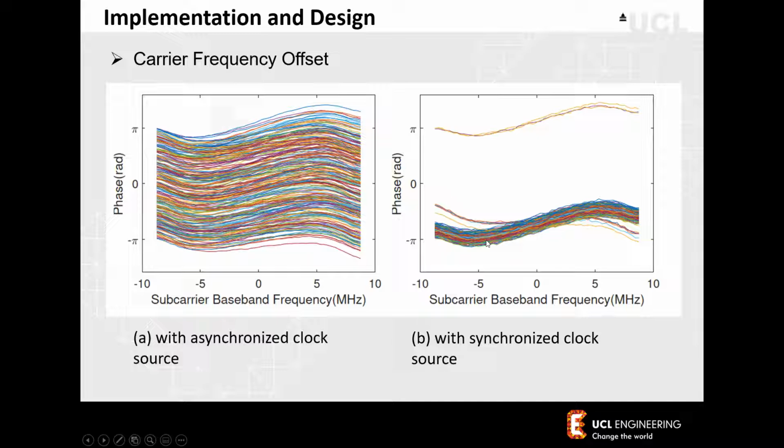And on the right side, we can see that if we use the synchronized clock source, the phases of the subcarriers are much closer to each other. For this one over here, it's basically just a 2 pi flip from here. So they are quite close together, and now the CSI phase information is much more reliable.